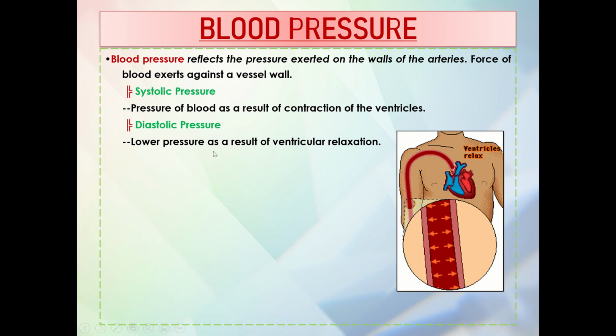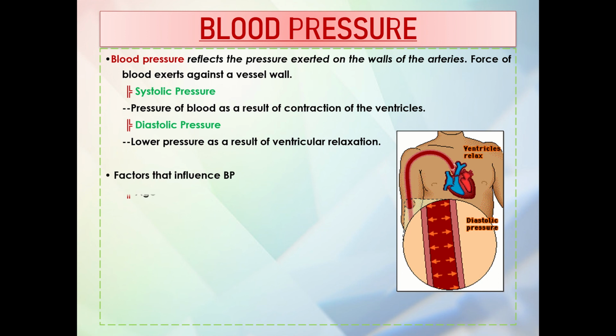While the diastolic pressure, this is the low pressure as a result of ventricular relaxation. So, when the ventricles relax, that is the diastolic pressure. But when the ventricle contracts, that is the systolic pressure. So, you can see, when the ventricles contract, systolic pressure is the reading. But when the ventricles relax, it is the diastolic pressure, just like this one.